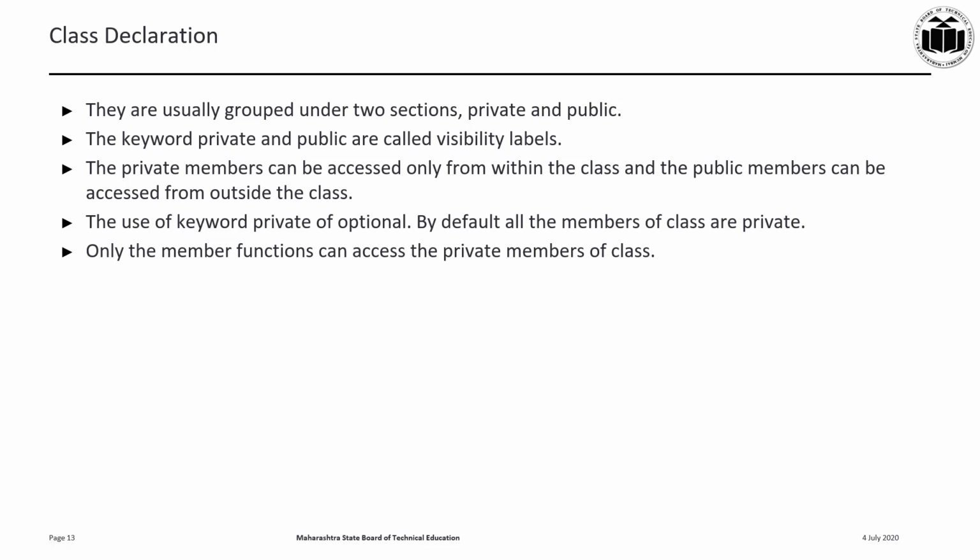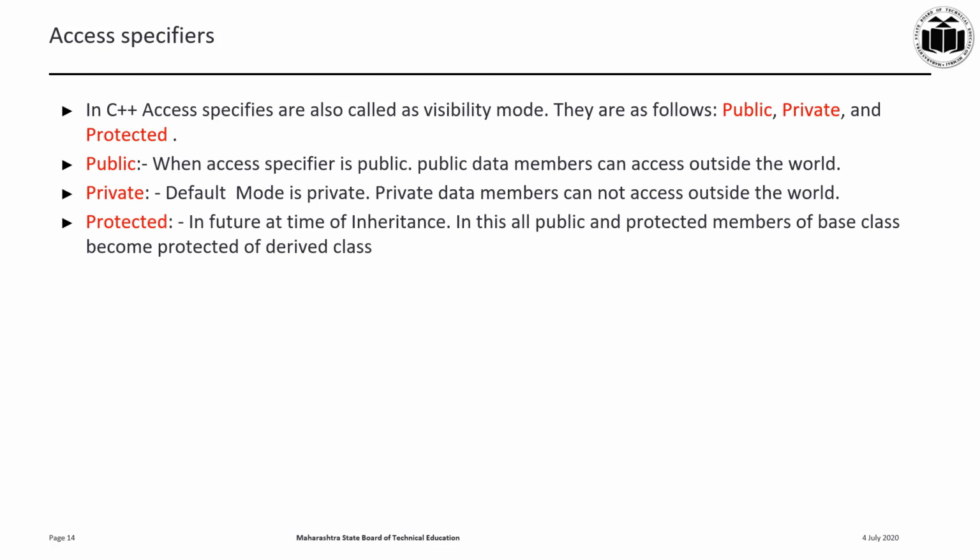Okay, by default if you have not mentioned anything, then whatever data members and member functions you have declared for that class are considered private. And only a member function can access the private member of a class. So this is about the access specifier.